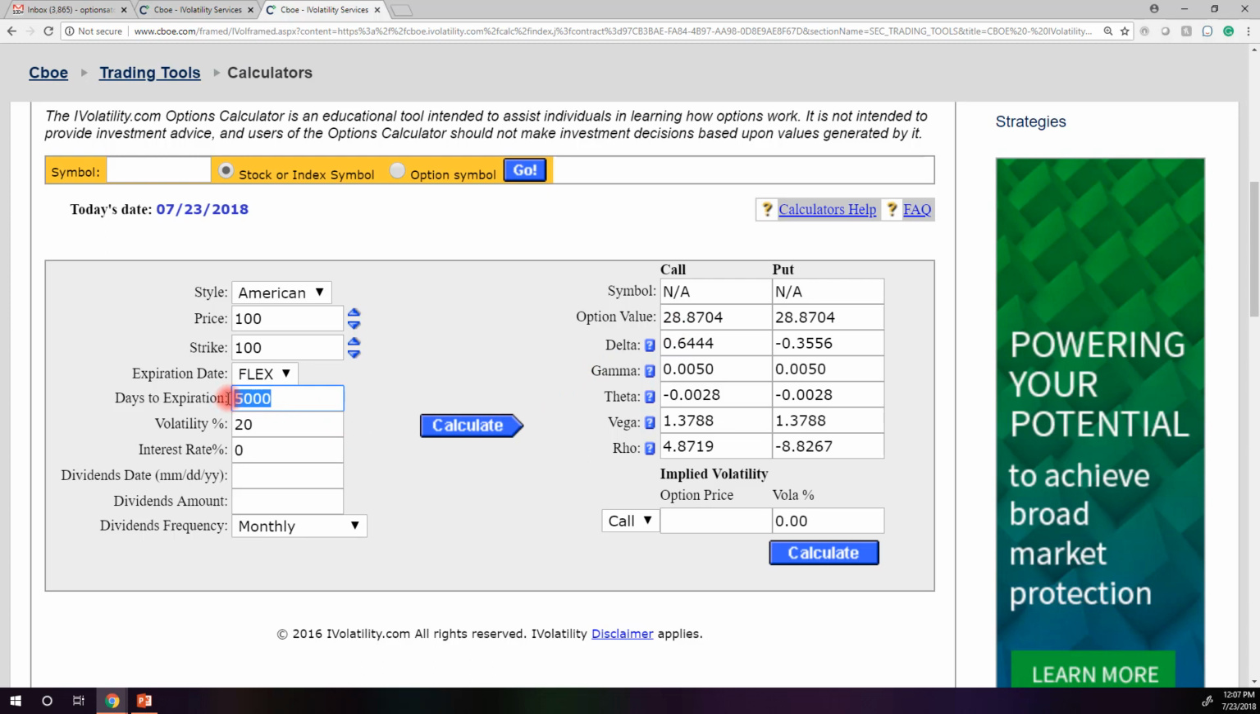Let's go up to 100,000. Getting up to 90. But notice that we're starting to close in on the stock's price. What if we made this 300,000?